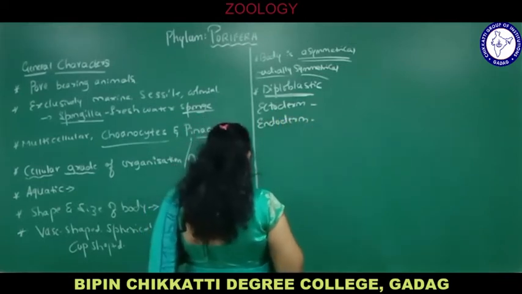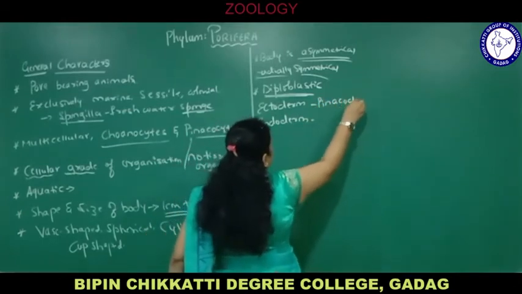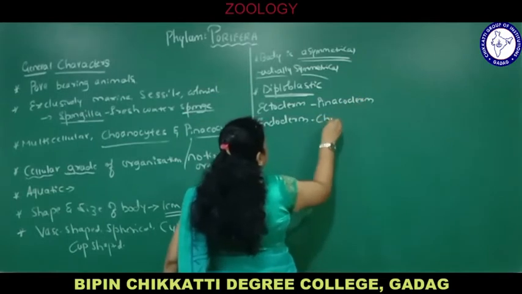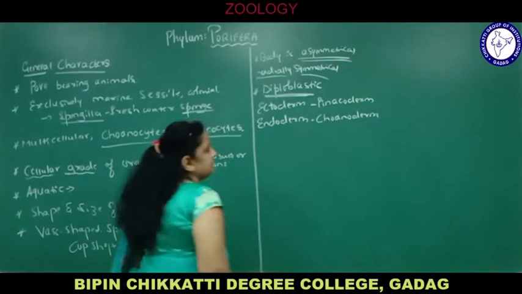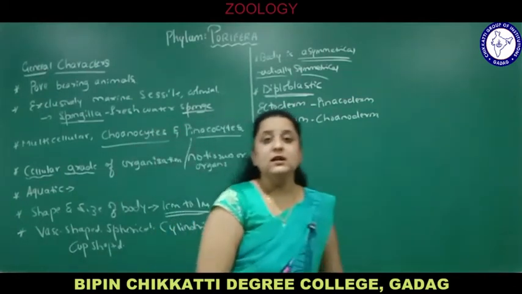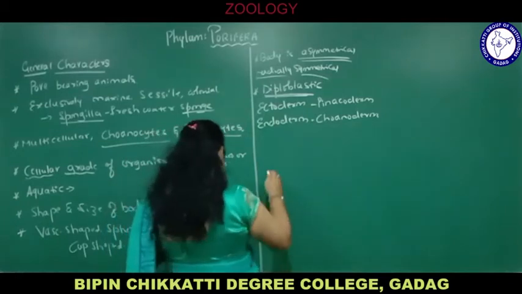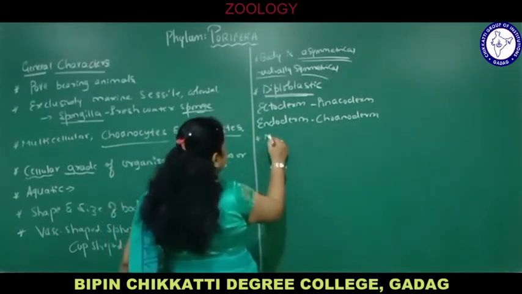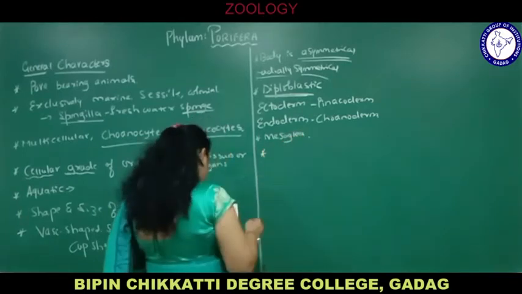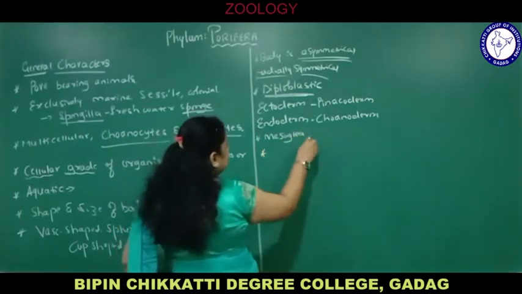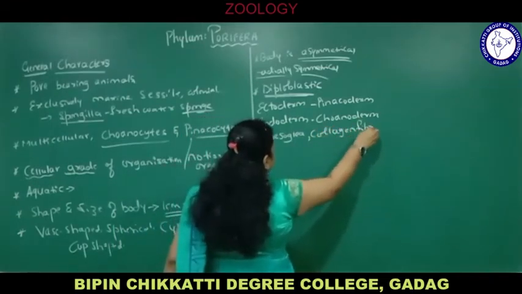It has pinacoderm and choanoderm, only 2 germ layers to perform the body functions. So it is called a diploblastic animal. In between there is a gelatinous substance called mesoglea. Next, it also has some collagen fibers. Collagen fibers are present.